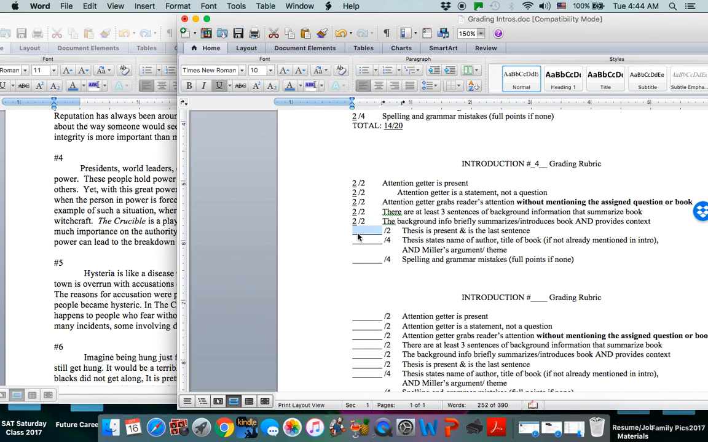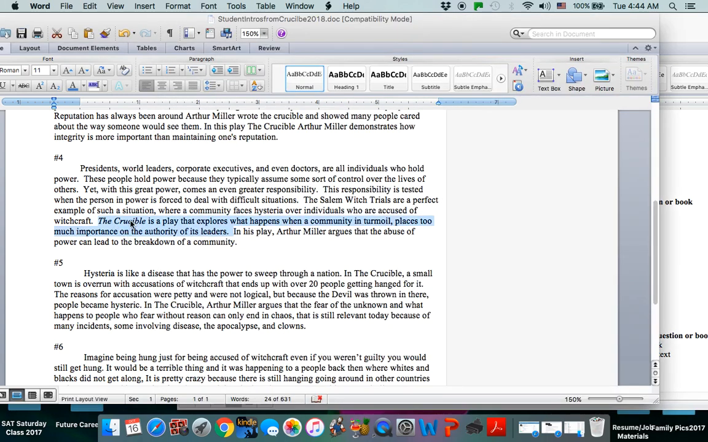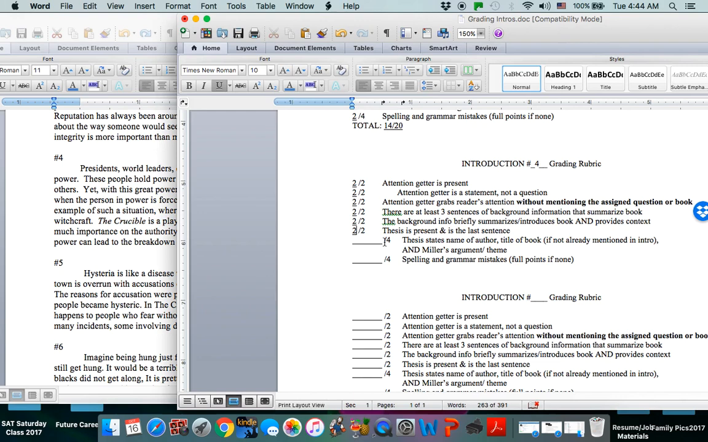Thesis is present in the last sentence. Heck yeah, it is. Now check this out. When we're grading, it says thesis states name of author and title of the book, if not already mentioned in intro. So if you go back to your introduction, here's our thesis right here. We have the author, but we're not saying the book again because we put it right here in this sentence. It says the Crucible is a play. So that works. You don't have to repeat yourself if you say it before your thesis, okay?